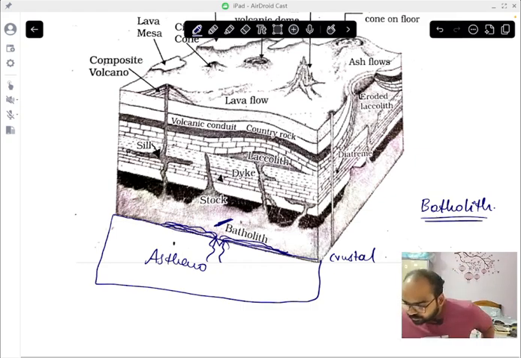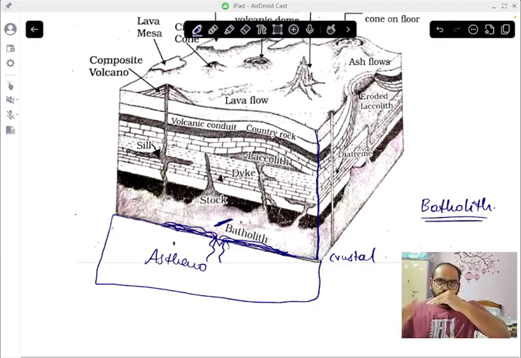Okay, batholith is nothing but a large body of magma that gets solidified at the deeper parts of the crust. This whole part is crust. At the deeper parts of the crust, this magma solidifies, and it is called a batholith. It solidifies in the form of large domes. It comes like this, travels like this, and solidifies into a dome at the deeper parts of the crust, and it is called batholith. Second one is laccolith.